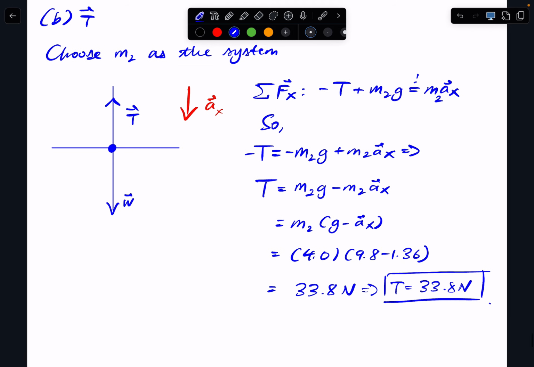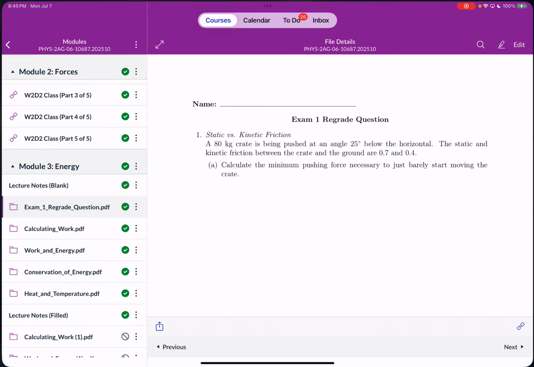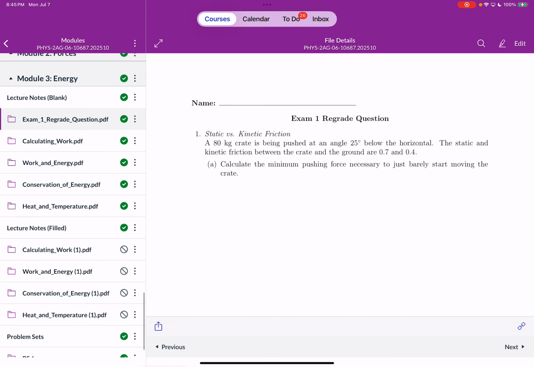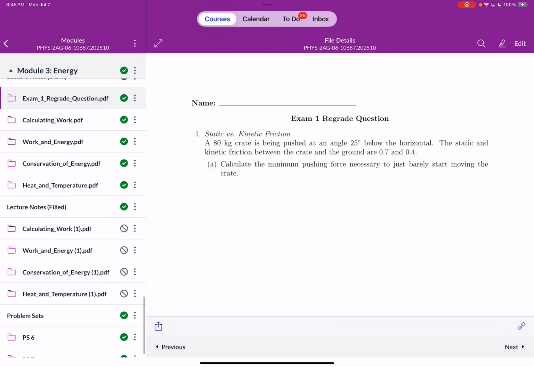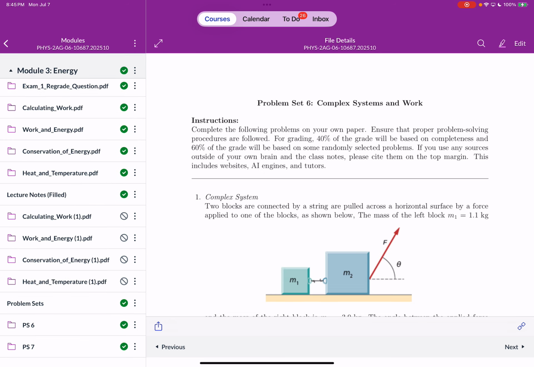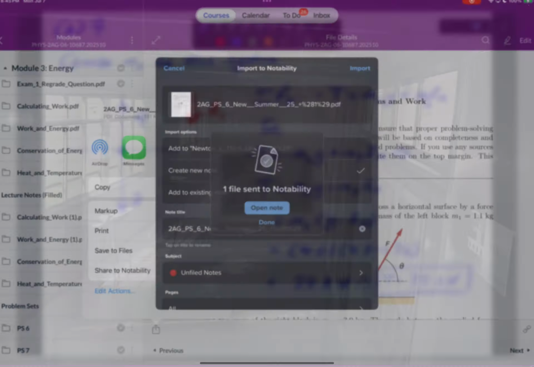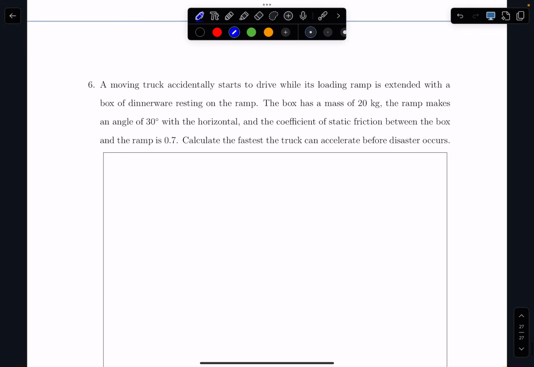Okay, any questions on this? Good? Yes? All right. I'm gonna do the homework problem now. So that's problem set 6. All right, and then we'll take our last break and then we'll start the new module.